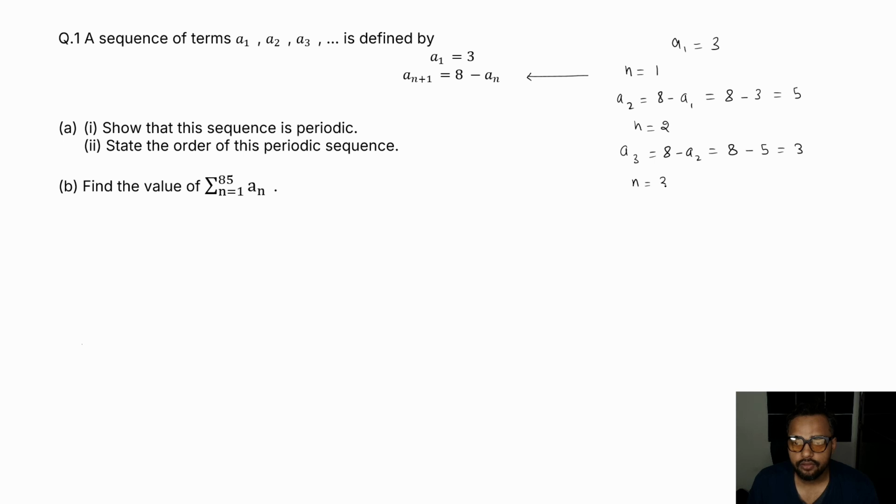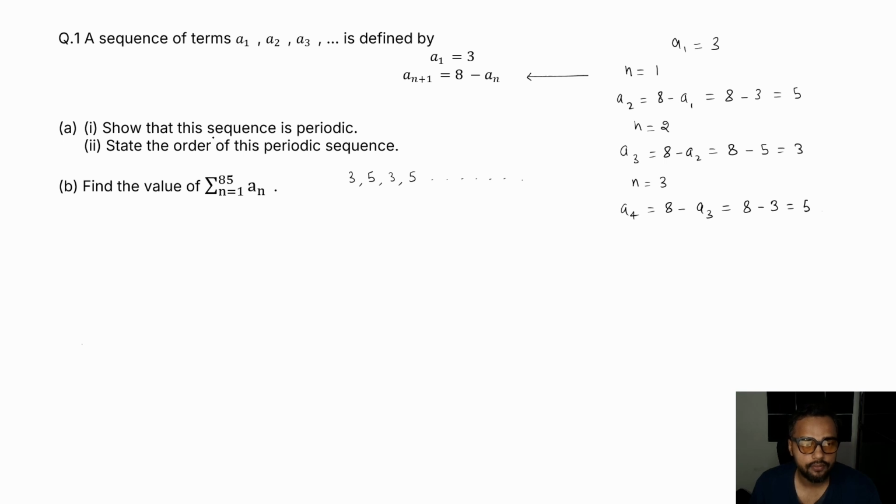Similarly, we'll be plugging n equals 3 here. So we'll be getting a4 equals 8 minus a3. a3 here is 3, so we'll be getting 8 minus 3, that is equals to 5. So we can see here that the series which we are getting is 3, 5, 3, 5. This is how the sequence will go on continuing.